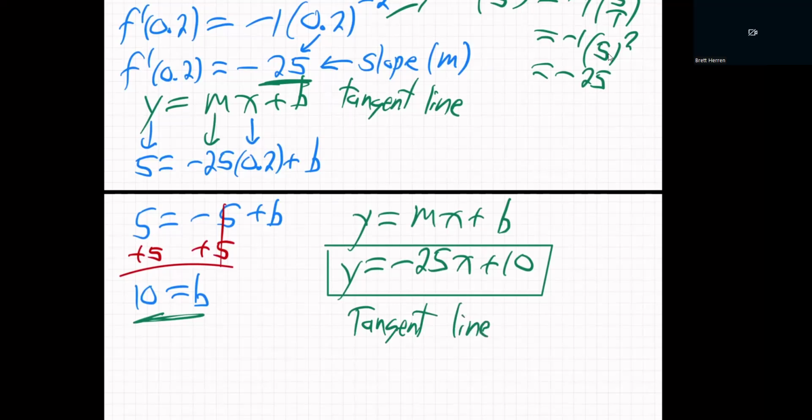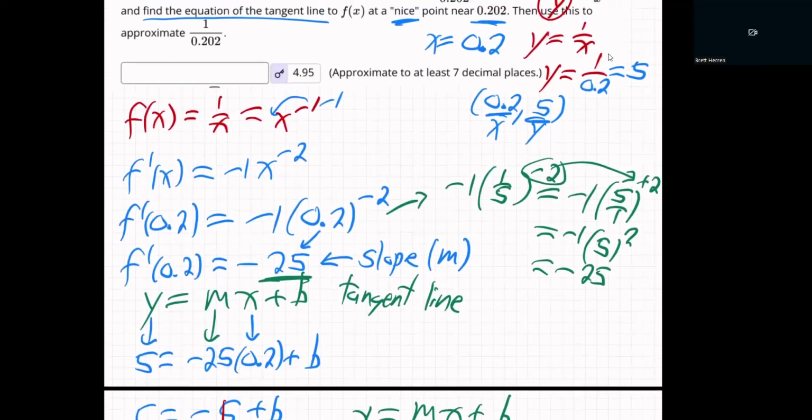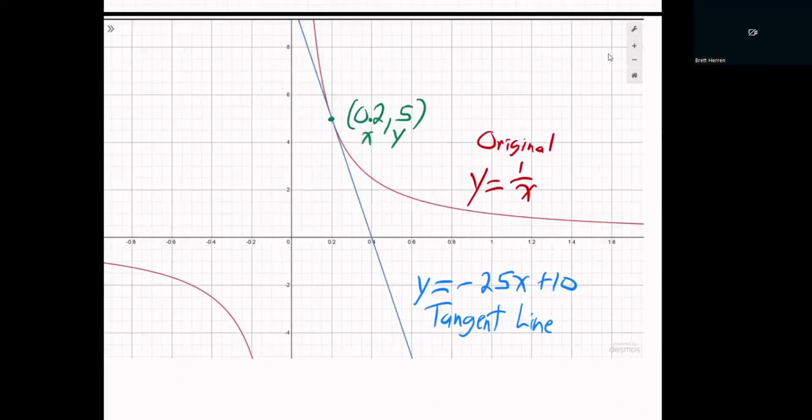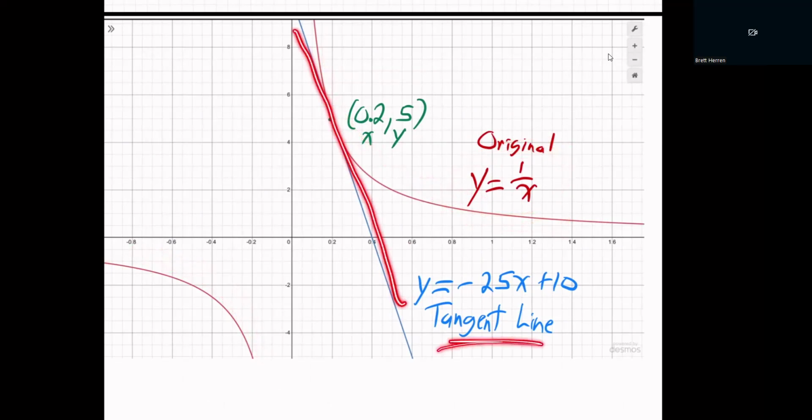Now, remember what this is all about. This section is all about tangent lines being approximately the same as the original function near the intersection point. Let me show you the graph now. Now that you've seen all this, here's a Desmos graph. Here's the original function y equals 1 over x. It's actually these two red parts that are both together the graph of y equals 1 over x. I don't know if you remember from pre-calc, y equals 1 over x has two branches to it. The red. Now the blue is the tangent line right there, minus 25x plus 10.